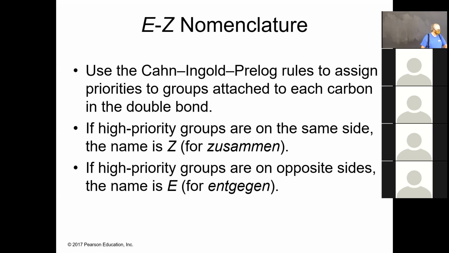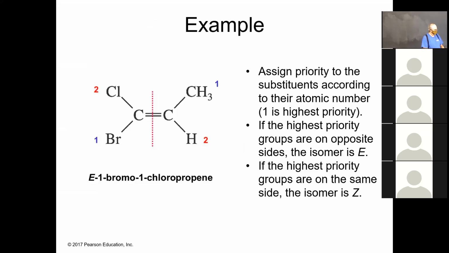Okay, in the isomerism lab, I introduced you to the idea of E and Z nomenclature. Sometimes cis and trans is ambiguous, especially if we have 3 or 4 different substituents. And I'll go through again how we designate E and Z. In fact, this was the same molecule that was used as an example in lab. This is E-1-bromo-1-chloropropene.